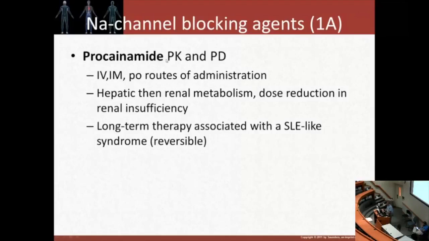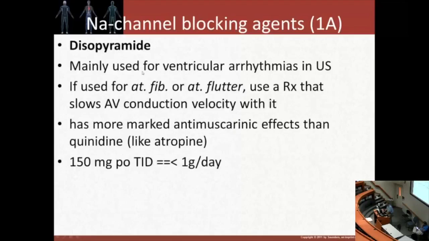All right. Various routes of administration, both hepatic and renal metabolism or elimination. Long-term therapy, and this is why patients don't take these drugs for very long, is associated with a lupus-like syndrome, which is reversible when the patient stops the drug. Okay. Other 1A agents include disopyramide. These are mostly for ventricular arrhythmias, at least here in the U.S.